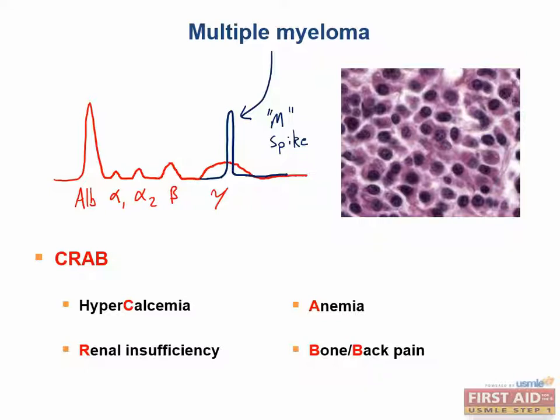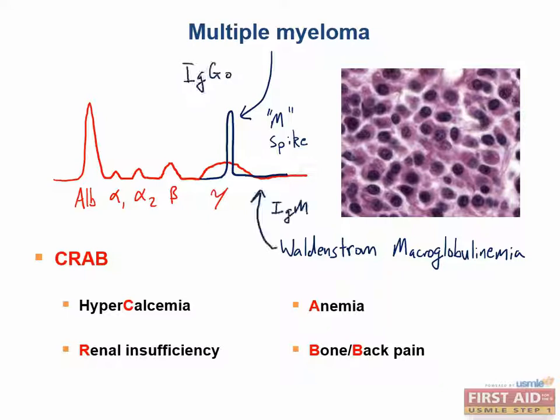Importantly, however, these are typically not IgM antibodies. In fact, this M spike on the SPEP is usually made up of IgG proteins, and can also be IgA proteins. Can you think of another cancer of B cells that will show an M spike on SPEP? That's Waldenstrom's macroglobulinemia. And importantly, this M spike is made of IgM proteins.